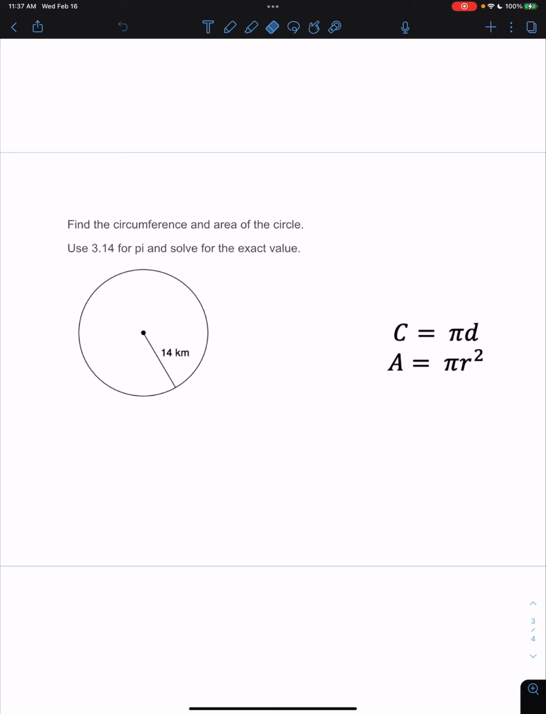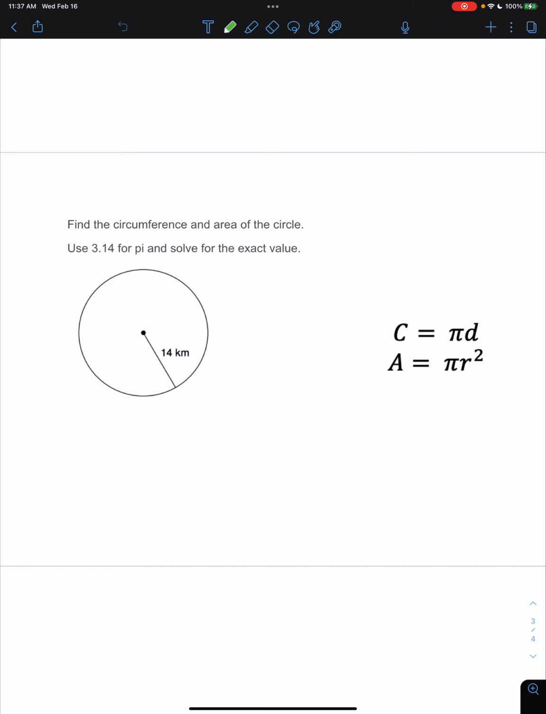In previous videos, we saw how to find the circumference and area of a circle, and we saw where the formulas for those values come from. So now that we know them, we're gonna practice solving some problems.